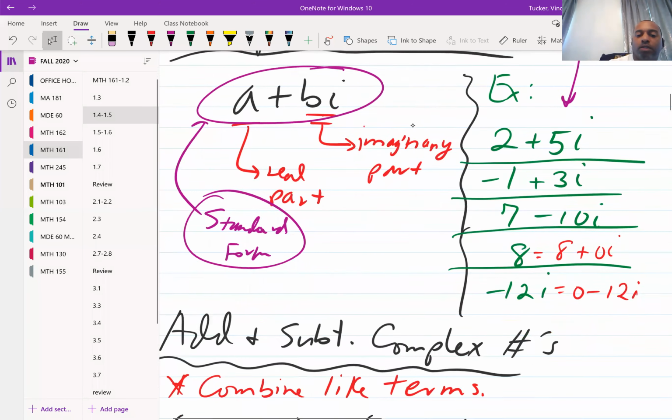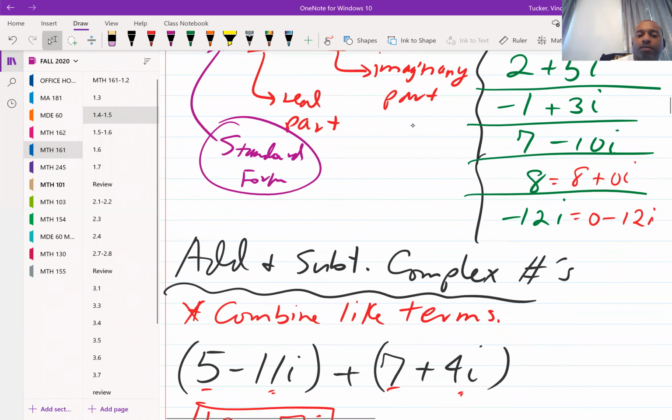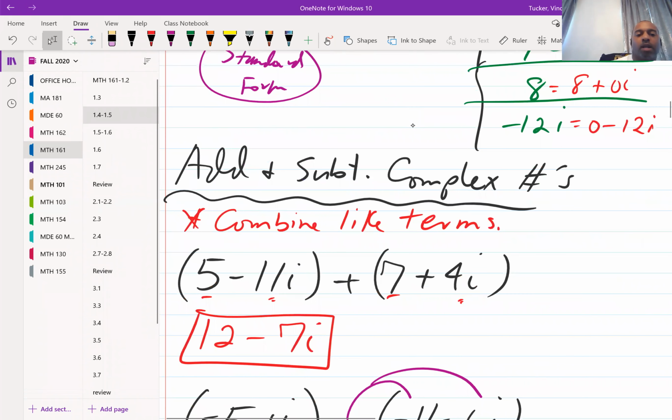All right. So when it comes to adding and subtracting complex numbers, all we are doing is combining our like terms. So real parts plus real parts, imaginary parts plus imaginary parts. So here we have 5 minus 11i plus 7 plus 4i. 5 plus 7 is 12. Negative 11i plus 4i would be negative 7i. Got left already? Okay, all right.